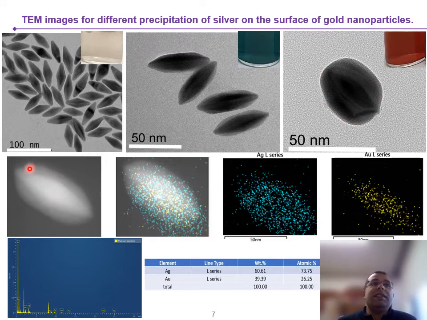And this is EDS analysis for the gold nanopyramid and the shell of silver around it, and we found that the outer shell is from silver and the inner shell is gold.